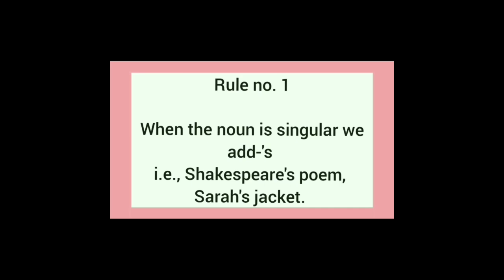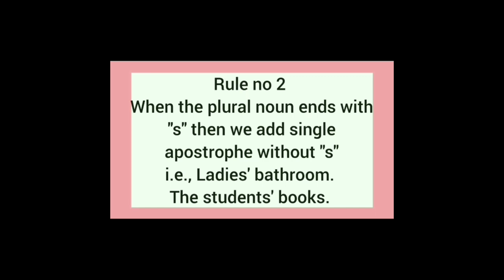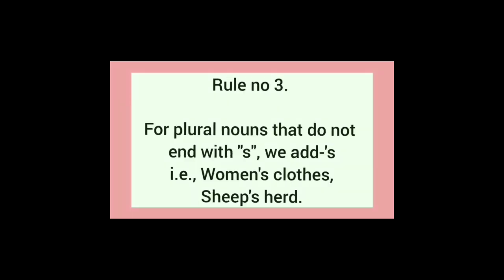Rule number 1: when the noun is singular, we add 's. For example, Shakespeare's poem, Sarah's jacket. Rule number 2: when the plural noun ends with s, then we add a single apostrophe without s. For example, ladies' bathroom, the students' books. Rule number 3: for plural nouns that do not end with s, we add 's. For example, women's clothes, sheep's herd.